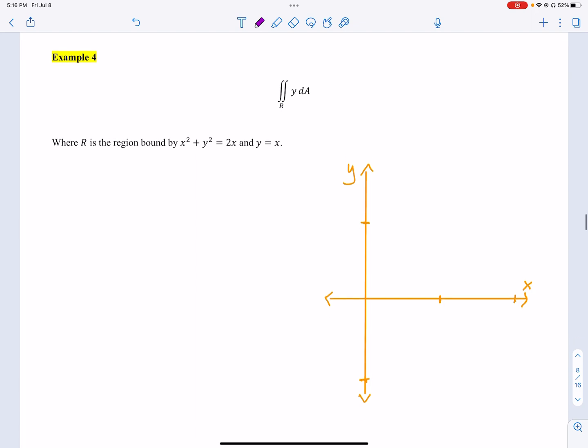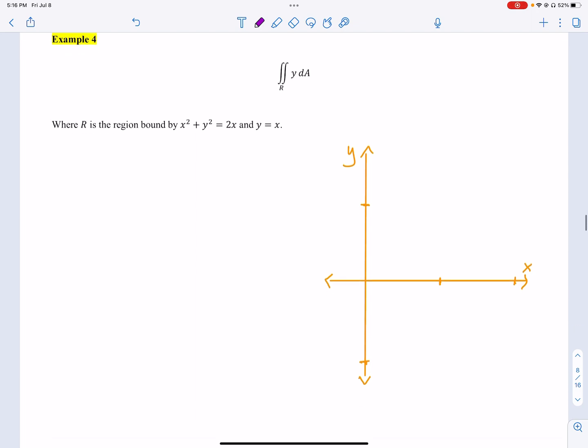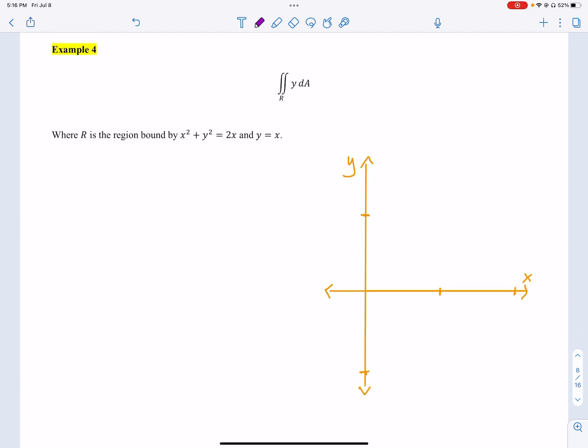All right, let's get one more example for this video. So it's the integral over the surface y, dA. The region is bound by x squared plus y squared equals 2x, and y equals x. Now, that first equation doesn't look like it, but it's a circle. I'm going to show you how to get to making it look like a circle. I'm going to minus 2x. Some of you guys are going to hate this. I'm going to put a space plus y squared, and then I have a 0 over here, and I'm going to put a space. We are going to do what's called completing the square.